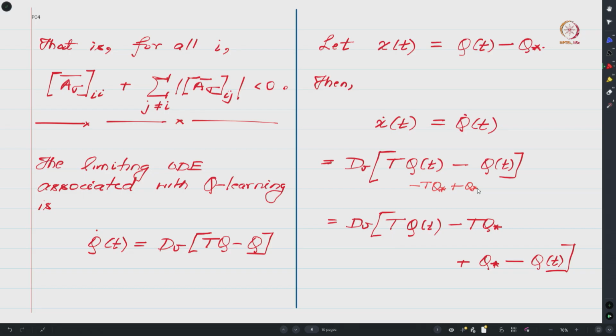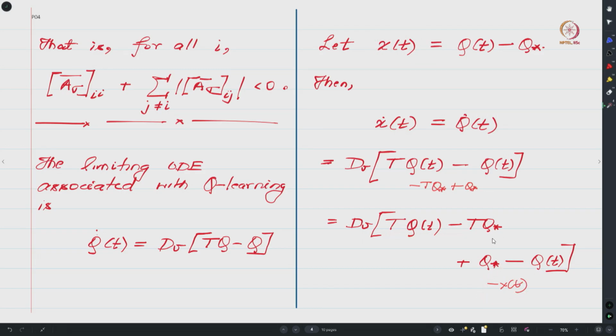If you remember, I said that it satisfies this Bellman optimality equation, which is basically saying that TQ star is equal to Q star. So instead of subtracting Q star and adding Q star, I have subtracted TQ star and added Q star, which is one and the same because TQ star equals Q star. So I can write minus TQ star here and Q star over here, and this expression is precisely minus x of t, which is what we have defined over here.